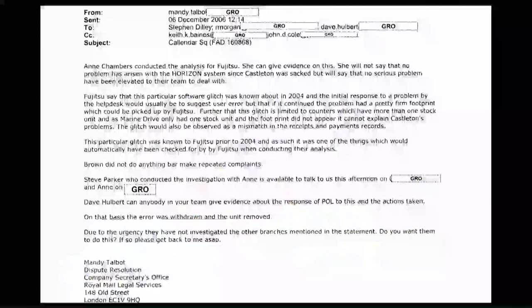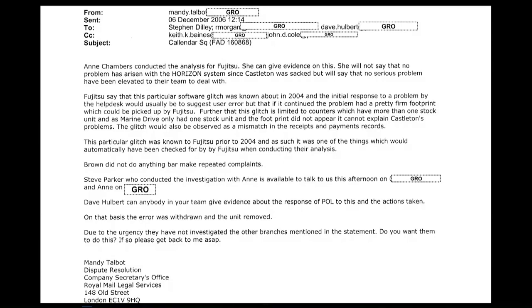This email continues, skipping a paragraph. Steve Parker, who conducted the investigation with Anne, did you conduct the investigation with Anne? No, I just think that was Mandy Talbot's impression because I was involved in the phone calls and things. And so that's incorrect? I would say so, yes.